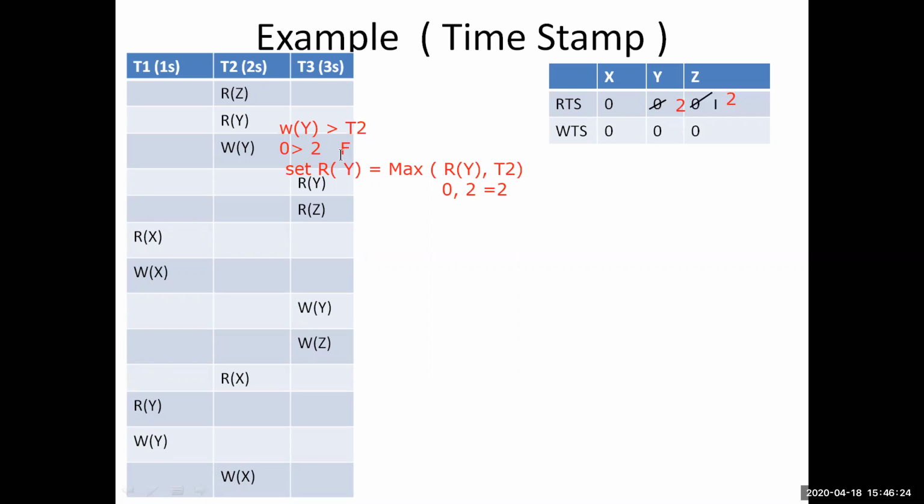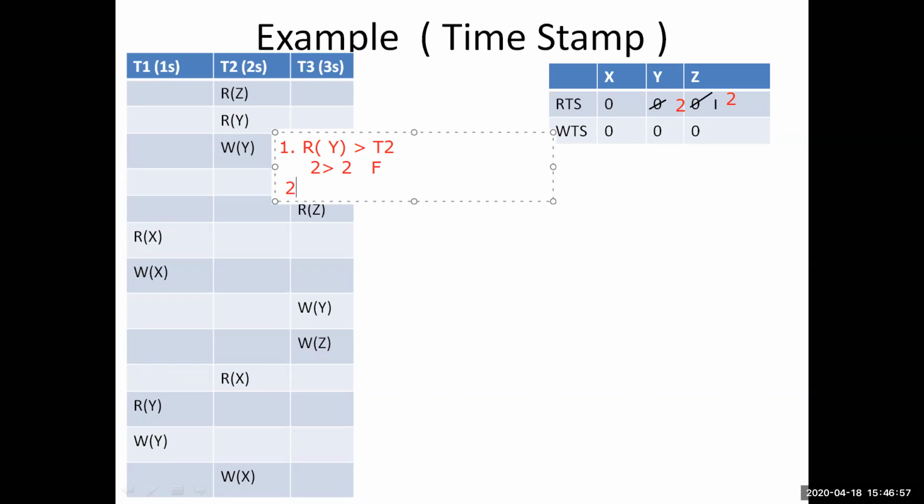Now I need to check the next transaction operation, which is W of Y, that is write of Y. For write of Y, I need to check two conditions. The first condition is whether read of Y is greater than T2, that is, is 2 greater than 2? No, the answer is false.